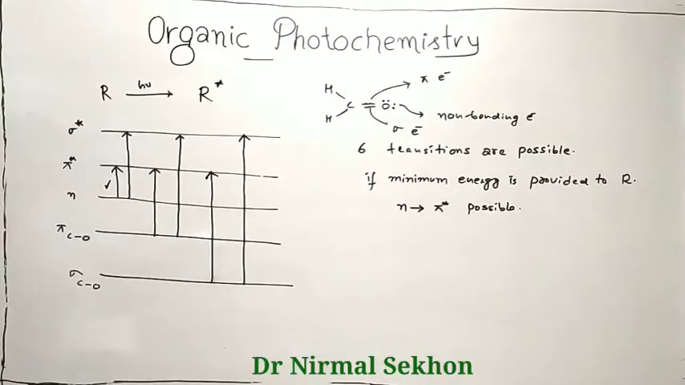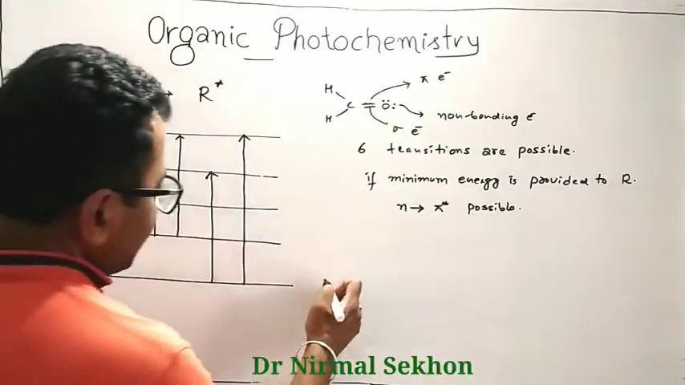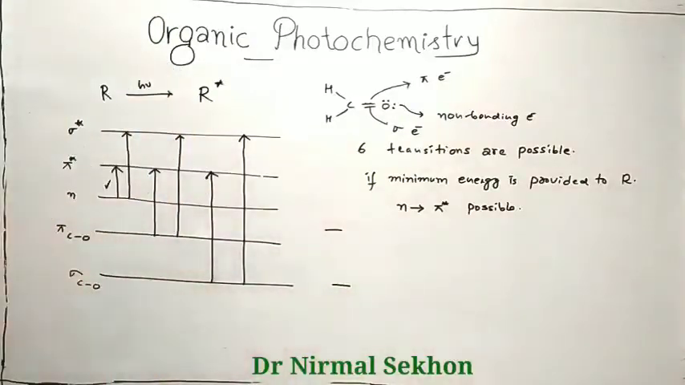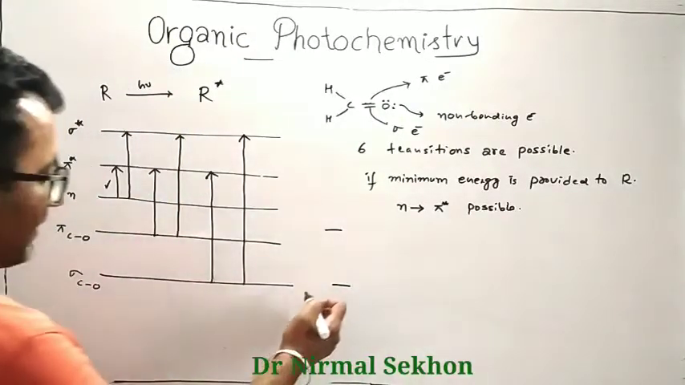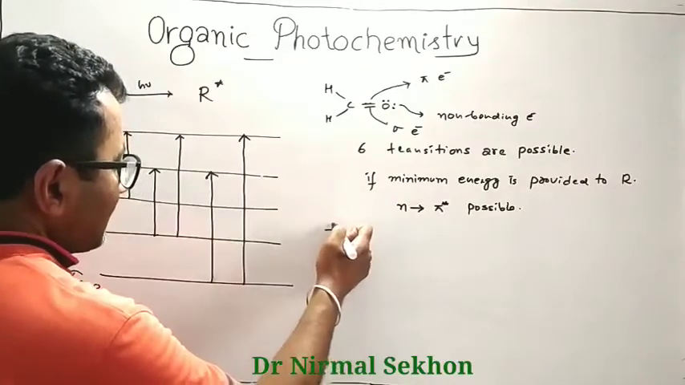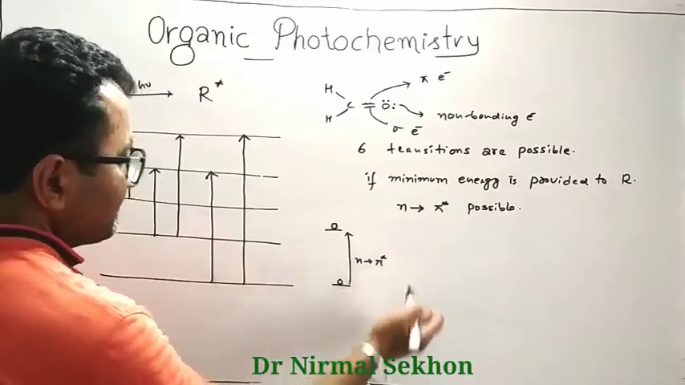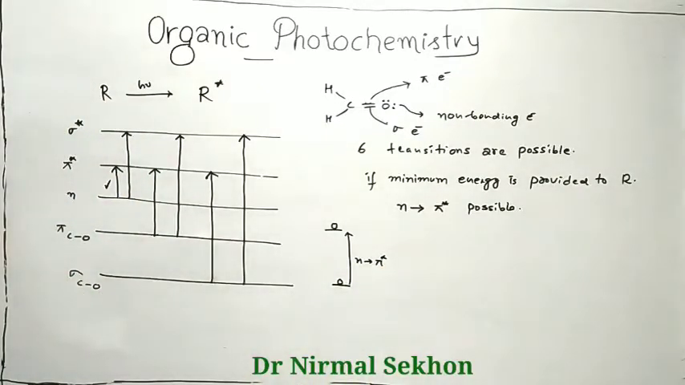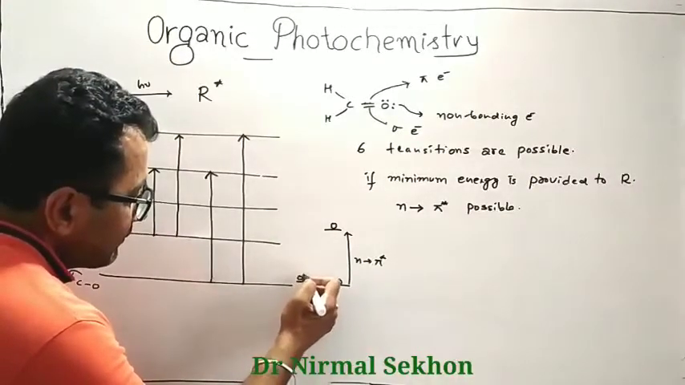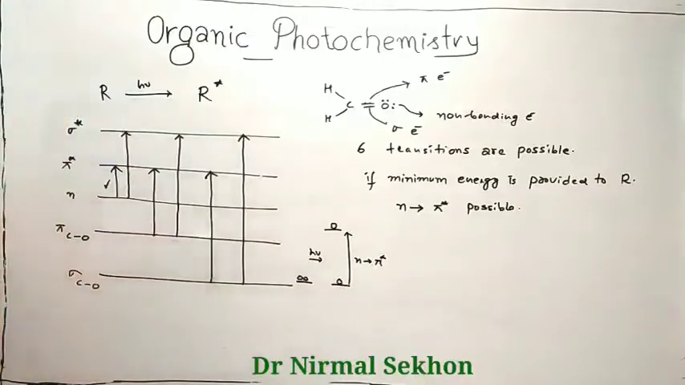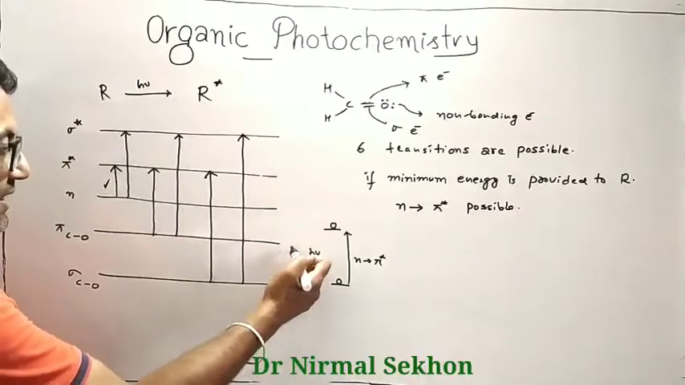How does the N to pi star transition take place? So there are energy levels. One electron is here, one electron is here. This transition is called the N to pi star transition. When we radiate, the electron jumps. If we think about the spin, then what will be the spin? Now in the ground state, we have 2 electrons, and when we radiate with light, one electron jumps from N to pi star. This is level N, this is level pi star.